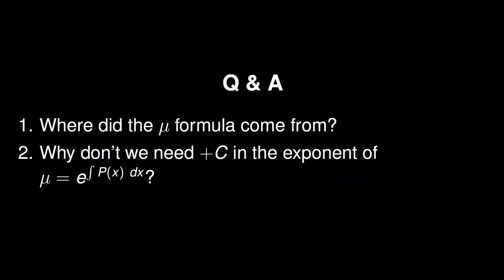Now, there are 2 questions that I have left unanswered in this video so far, and one of them happens to be, where did that formula for mu even come from? And then I said that you don't need a plus c in the exponent when you're calculating the integrating factor, but why don't we need it? So let me explain both of those.